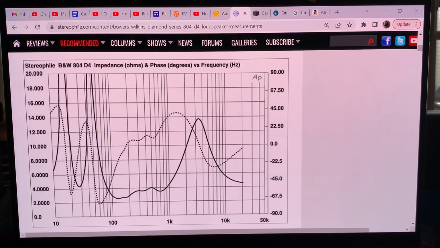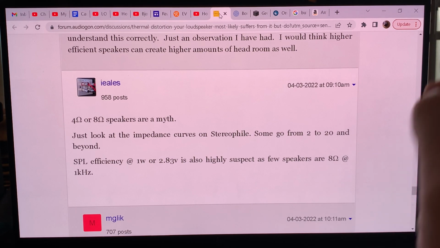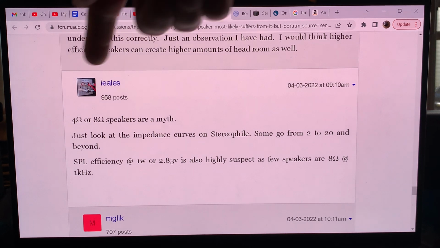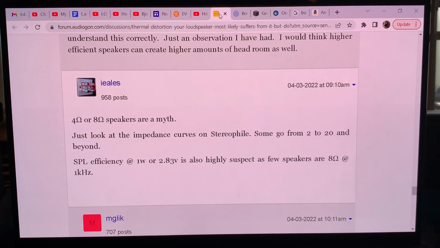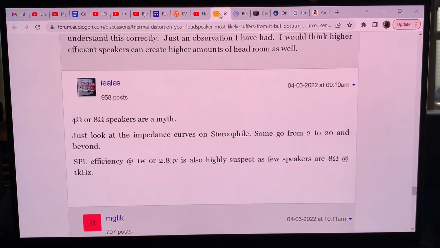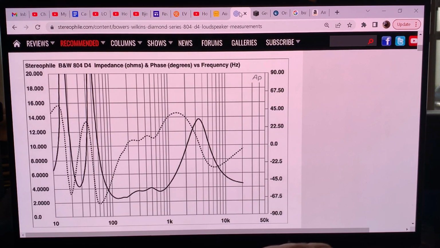I'm going to do this because I read a question posted on the Audiogon discussion forum that 4 ohm and 8 ohm speakers are a myth. Just look at the impedance curves on Stereophile. Some go from 2 to 20 and beyond. So the second part, I'm not going to look at it because it would make things much more complicated and way too long, and I would get complaints. So now let's have a look at it.